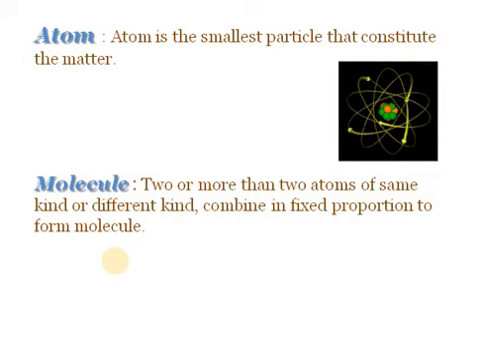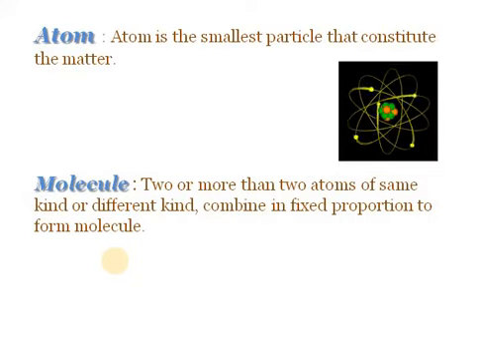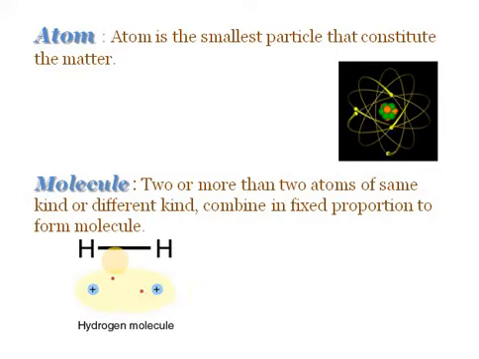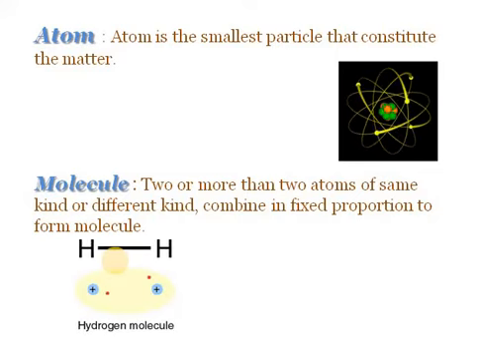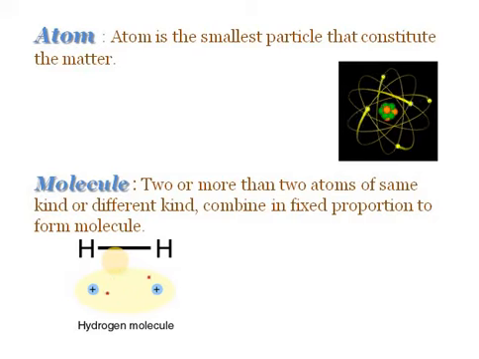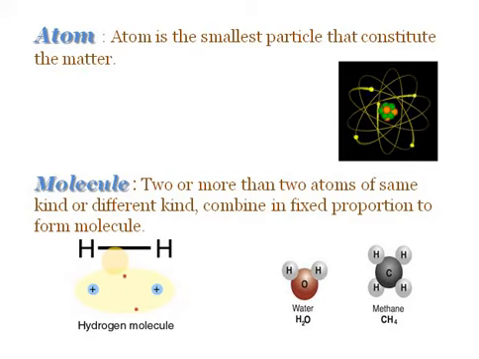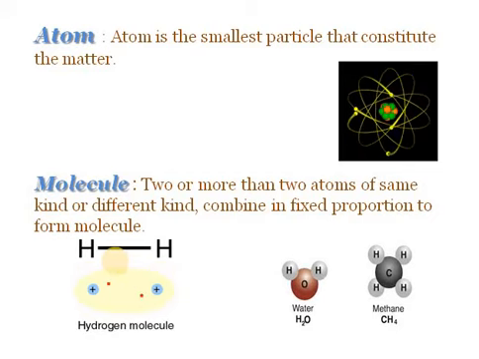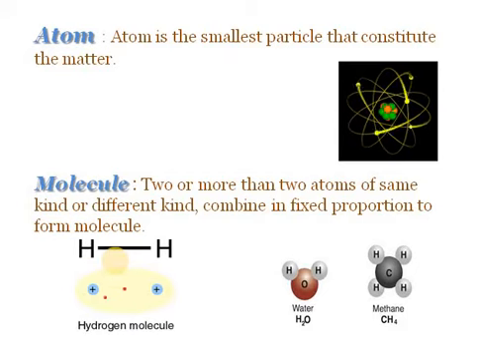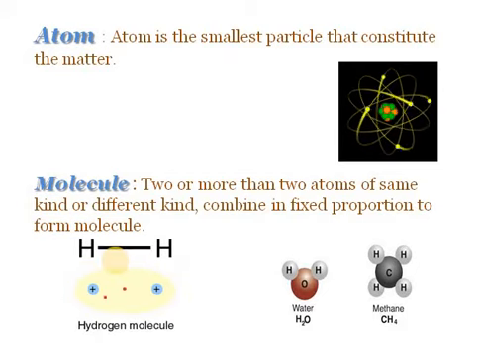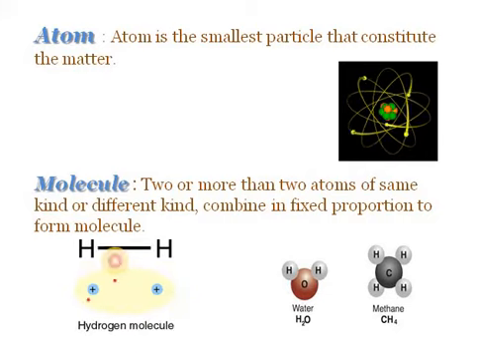Here you will have to keep one thing in your mind. The combining atoms can be of the same type or of different types. For example, here you can see two hydrogen atoms combining together to form one molecule of hydrogen. Here both the combining atoms are of the same type, while in the case of the water molecule, that is the H2O molecule, two hydrogen atoms combine with one atom of oxygen to form one molecule of water. Same is the case with methane. Here four hydrogen atoms combine with one atom of carbon to form one molecule of methane.